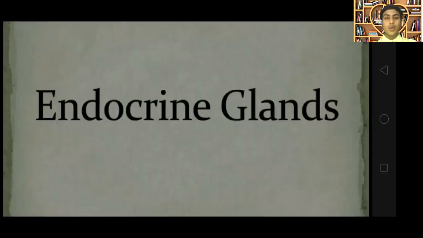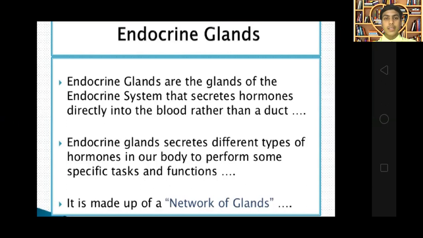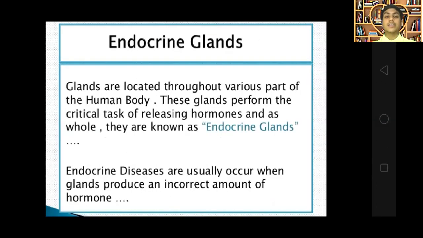So, endocrine glands. What are the endocrine glands? We will discuss step by step. Endocrine glands are the glands of the endocrine system that secrete hormones. These are also known as ductless glands. Next, we are seeing endocrine glands are the network in the human body which only secrete hormones. Again, I am repeating, endocrine glands are ductless glands.